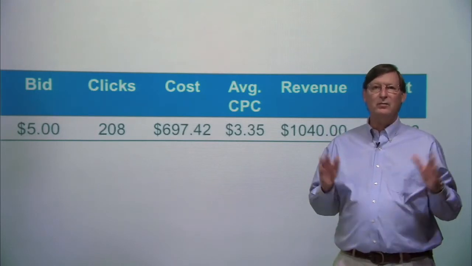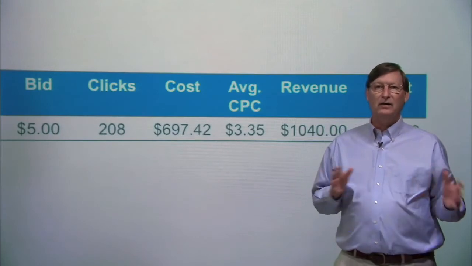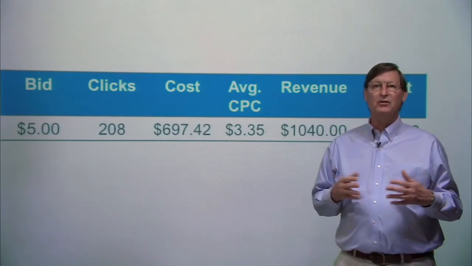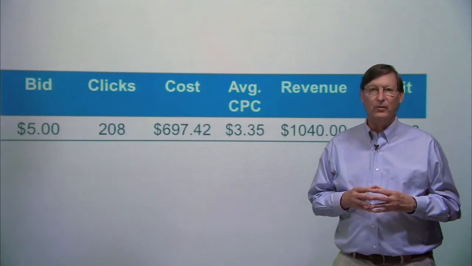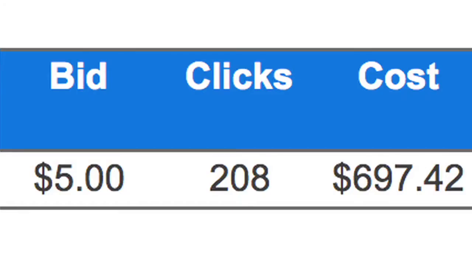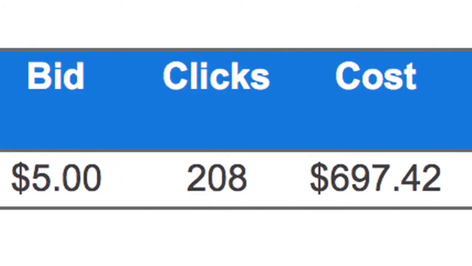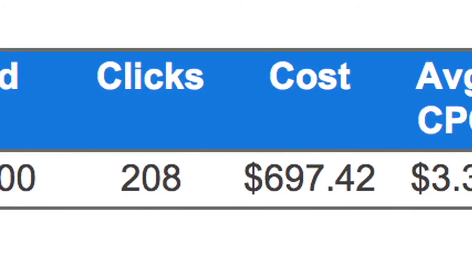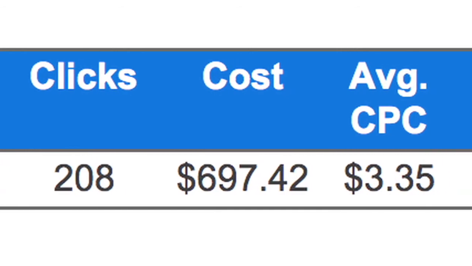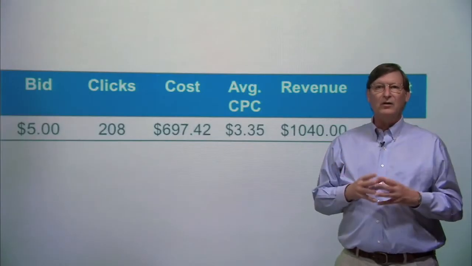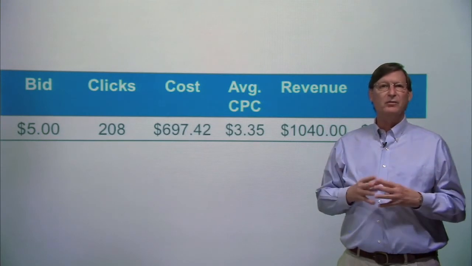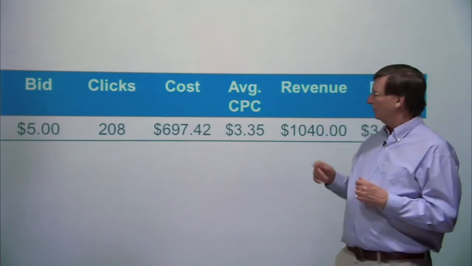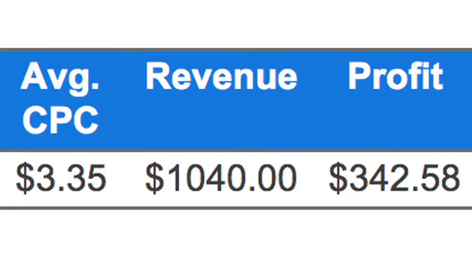You can also get this data by experimenting with different bid levels at or near your value per click and keeping track of the clicks and costs associated with your bid. Suppose we start out bidding at our value per click, $5. Here we get 208 clicks at a total cost of $697.42. Since our value per click is $5, the expected revenue from those 208 clicks turns out to be $1,040. We subtract the cost of those clicks, $697.42, to get our expected profit, $342.58.